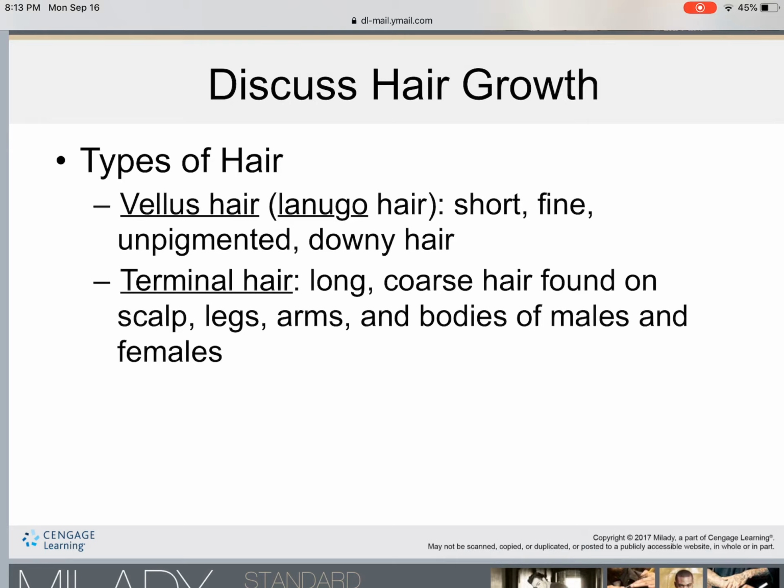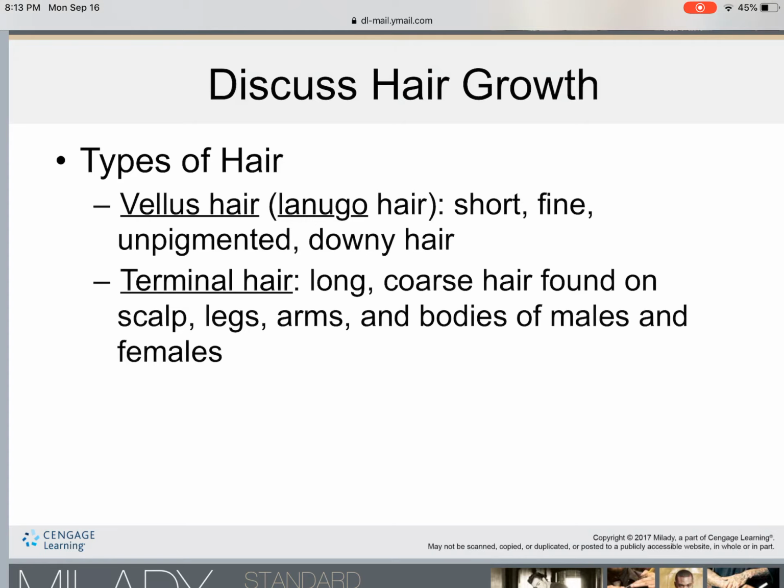So, terminal hair is somewhat defined into two sections. You have your primary terminal, which is short, thick hair that grows on the eyebrows and eyelashes. Then your secondary terminal is the long hair found on the scalp, beard, chest, back, and legs.